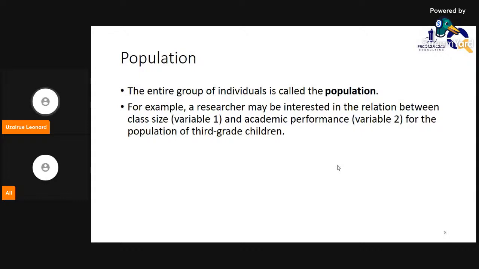Similarly, we may want to check the relationship between, let's say, the hemoglobin level and the type of food an individual eats. The type of food is one variable, and the hematological parameter is another variable. Another example: let's say we want to check the relationship between malaria status and different risk factors. The various risk factors are variables, and the malaria status too is also a variable.